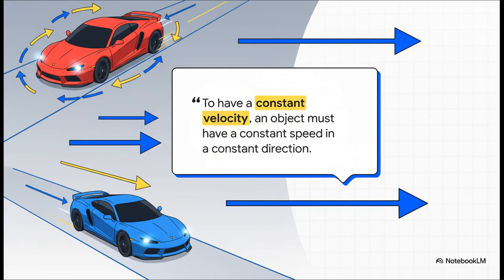And boom, right there, that's the answer to our little puzzle from the beginning. That car driving in a circle? Yeah, it has a constant speed, 20 miles per hour, for sure. But because it's constantly turning, its direction is always changing. And if the direction is changing, well, then the velocity is changing. So nope, its velocity is absolutely not constant.